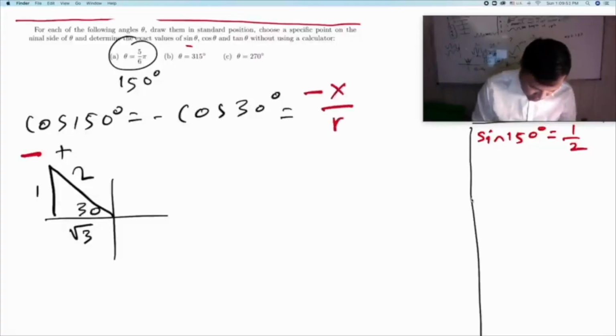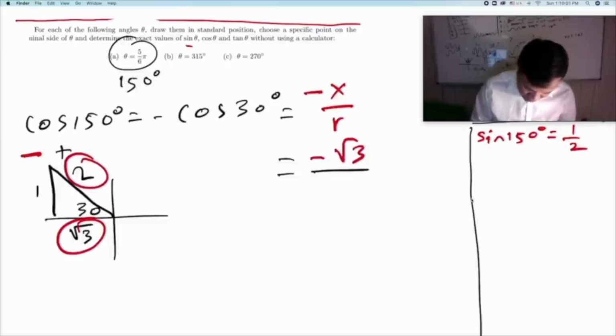All right, so then negative, what is the value of cosine? Value of cosine is square root of 3, negative square root of 3. R is 2. Okay, so we know cosine 150 degree is negative square root of 3 over 2.